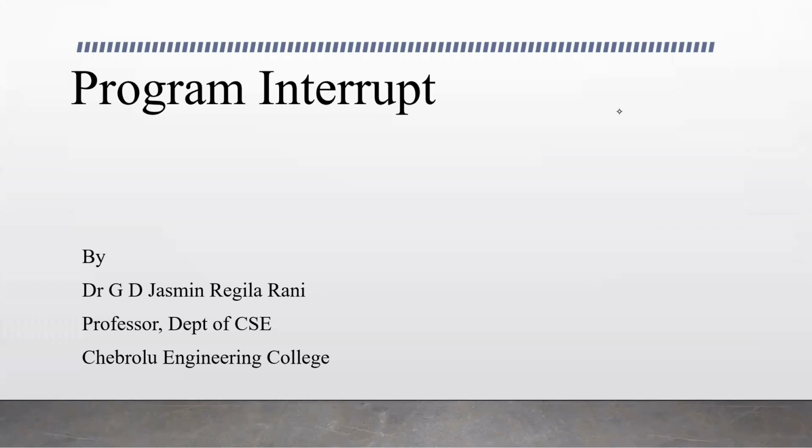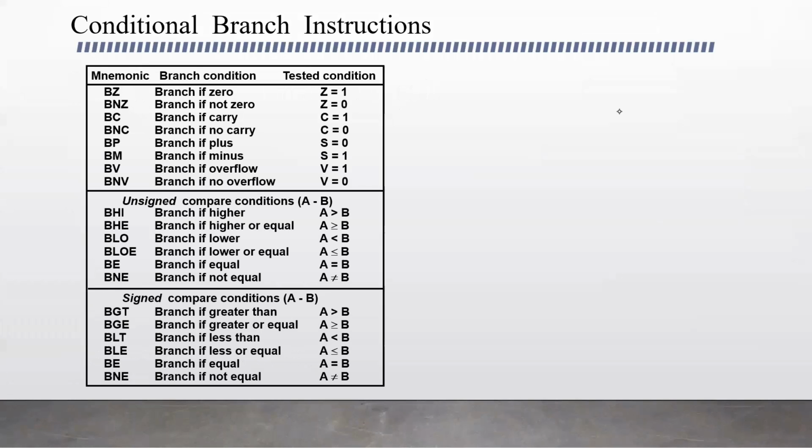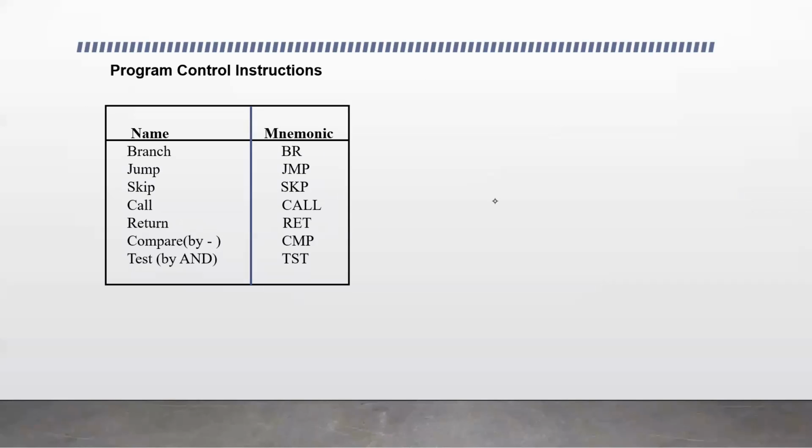Good morning, students. We have been discussing the program control instructions, correct? The program control instructions are used to control the order of execution of a program. When the program is executed, the instructions are executed in a sequential order, and these instructions are used to change the sequence. Okay, and we discussed the branch instructions, jump and skip.